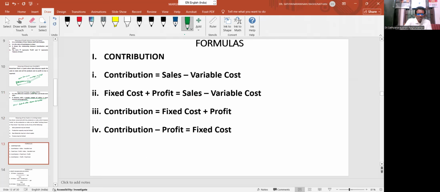Now we will go to the formulas. There are a few formulas. Please make a note of these formulas. After that, we will go to the limiting factor.